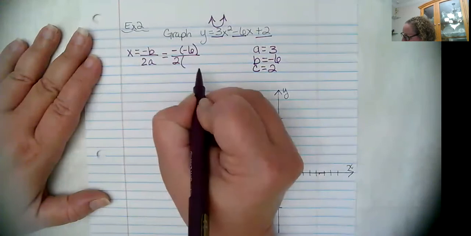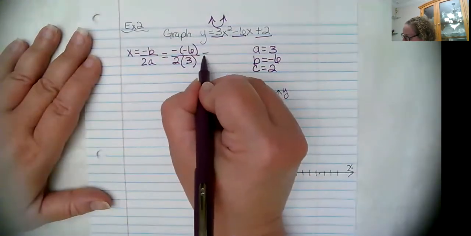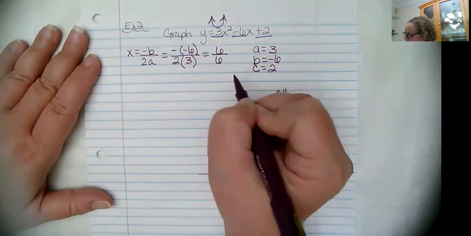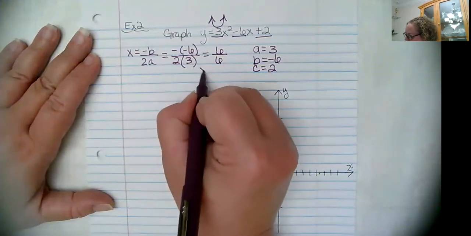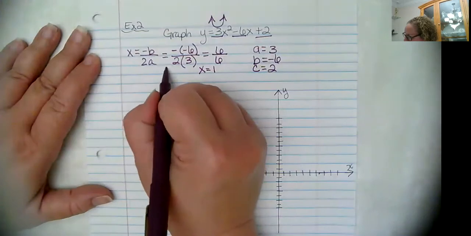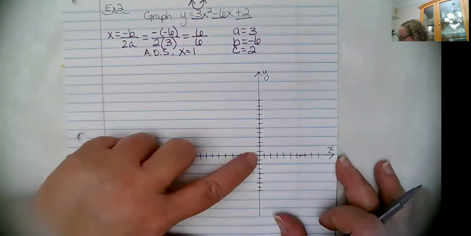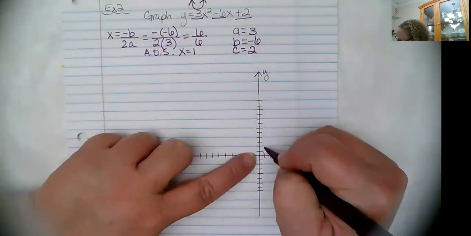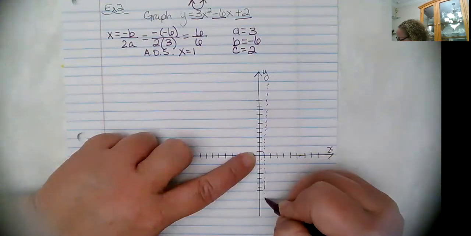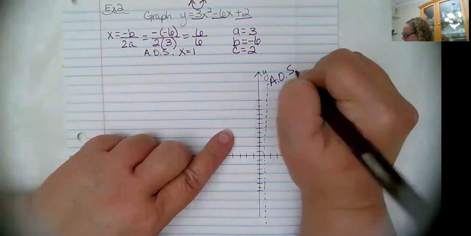And then we have 2 times our a value, which is 3. And then we simplify. A negative and a negative is a positive. And then that simplifies to where x is equal to 1. So we have our axis of symmetry. That's our AOS. So we're going to graph it. We're going to go to where x is equal to 1, which is right here. We're going to draw this little dashed line. It's not really part of the graph, but that means it's our middle part of our parabola.